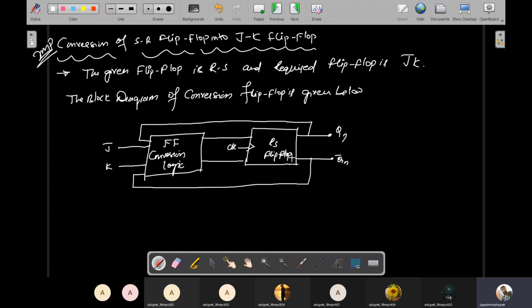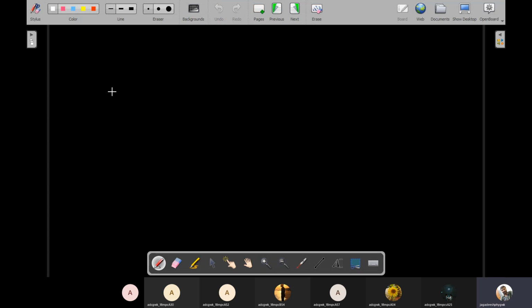So this is R, S, Q and Q bar. So this is the conversion of an SR flip-flop into a JK flip-flop. This is the block diagram. And then right now I'll write the truth table for the JK flip-flop and the excitation table for the RS flip-flop.